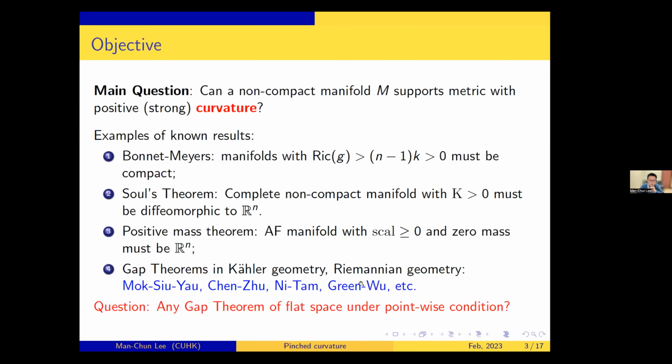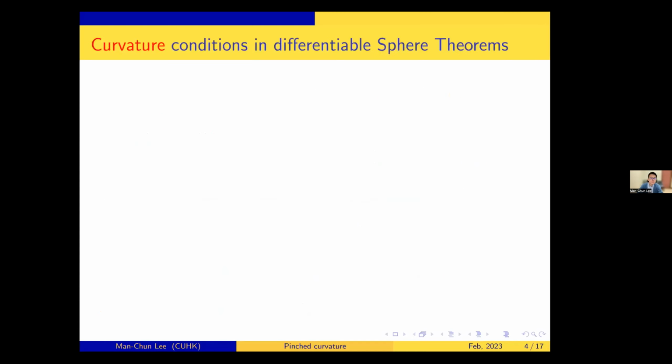My question today is to focus on these two directions, but I want to ask whether we have a gap theorem for flat manifolds under some pointwise condition, rather than a decay condition at infinity. I want to ask whether there is some curvature notion which guarantees flatness, or in other words, a gap theorem related to a pointwise condition only. But before we state the main theorem, let me start with some results in the compact case to get a feeling for what we should expect.